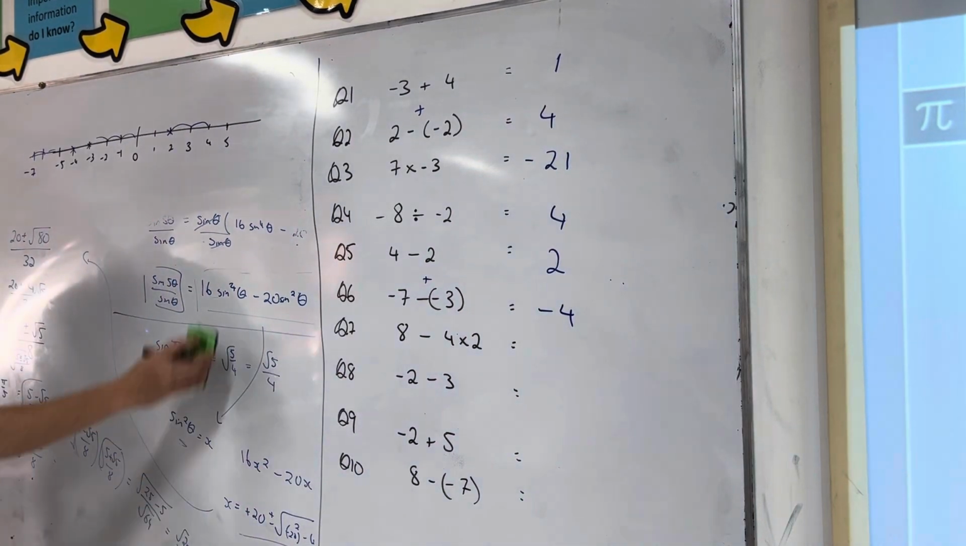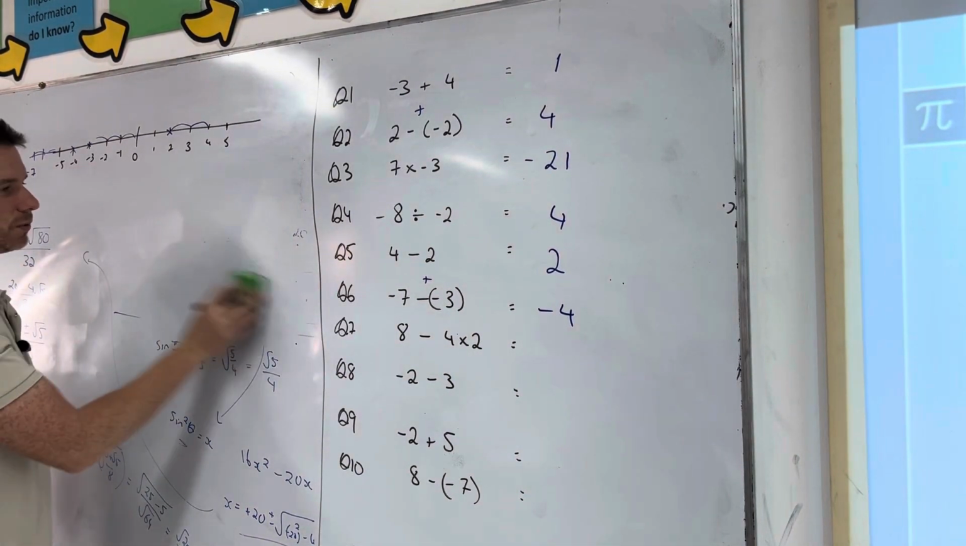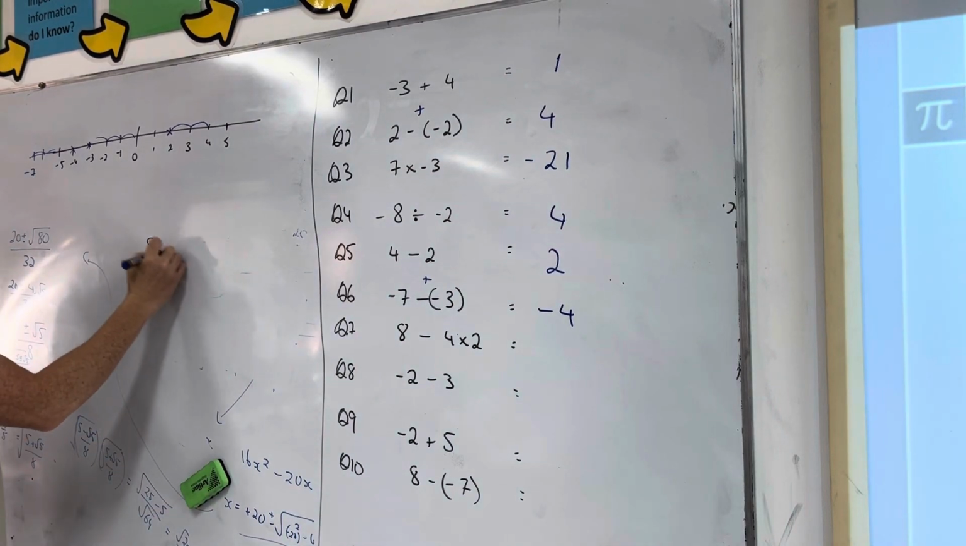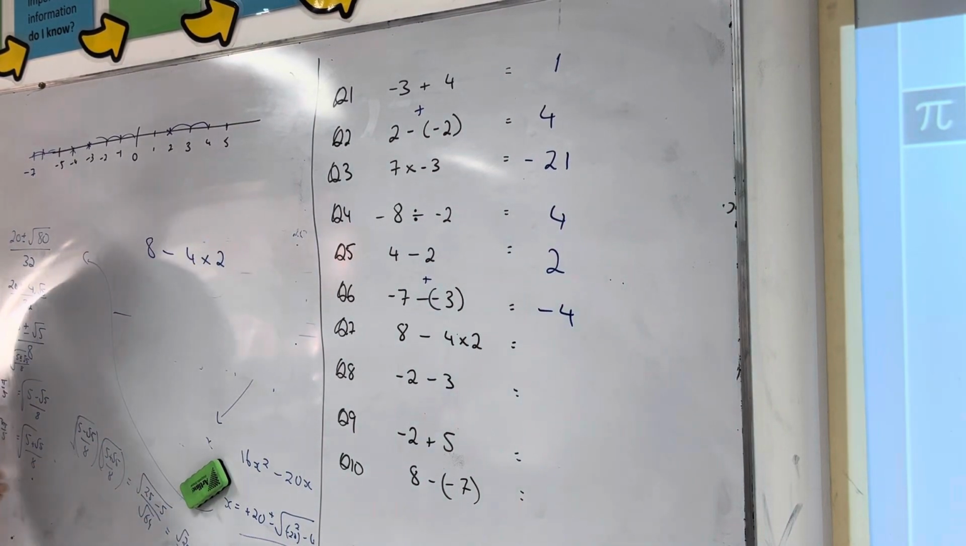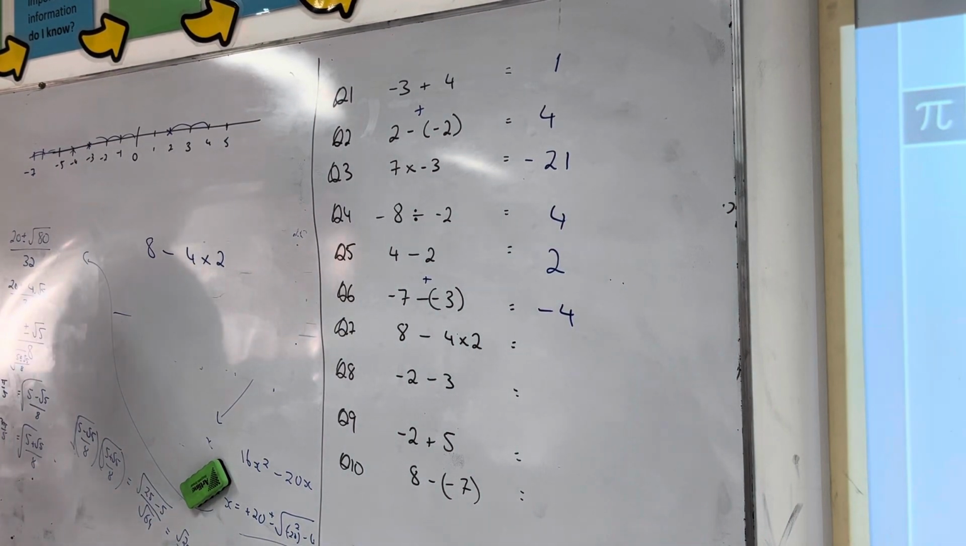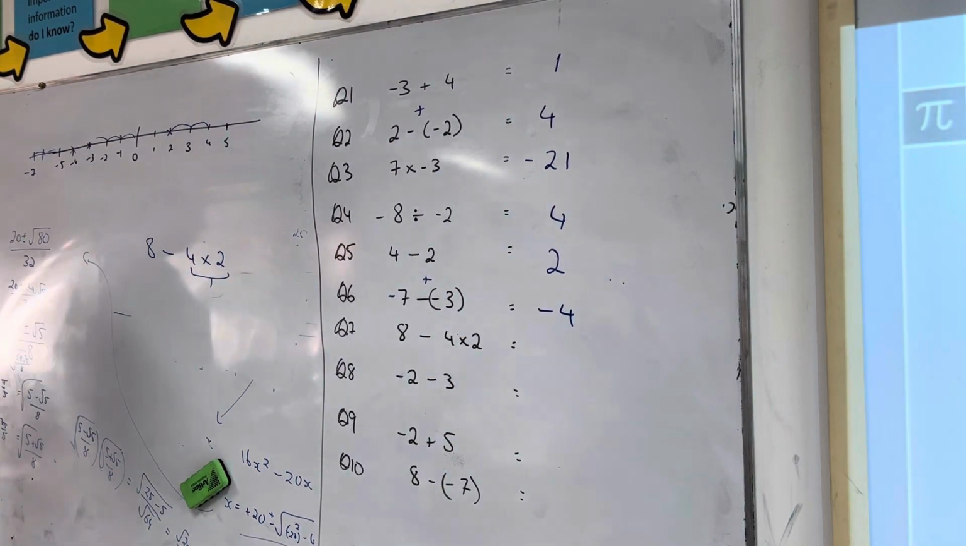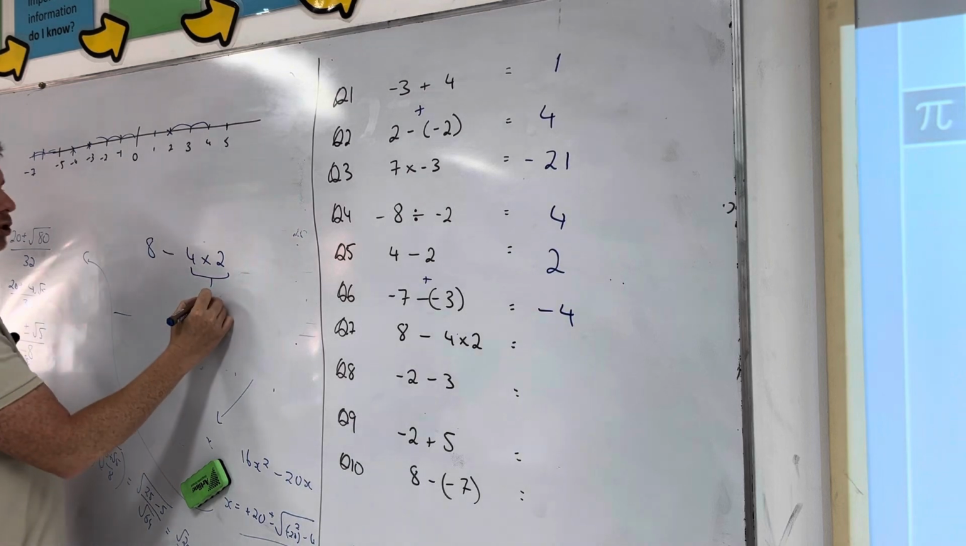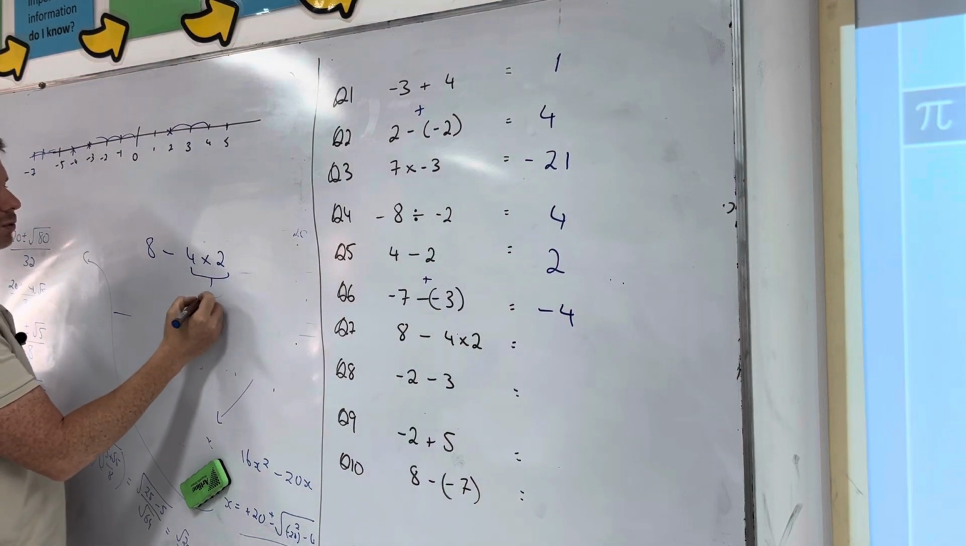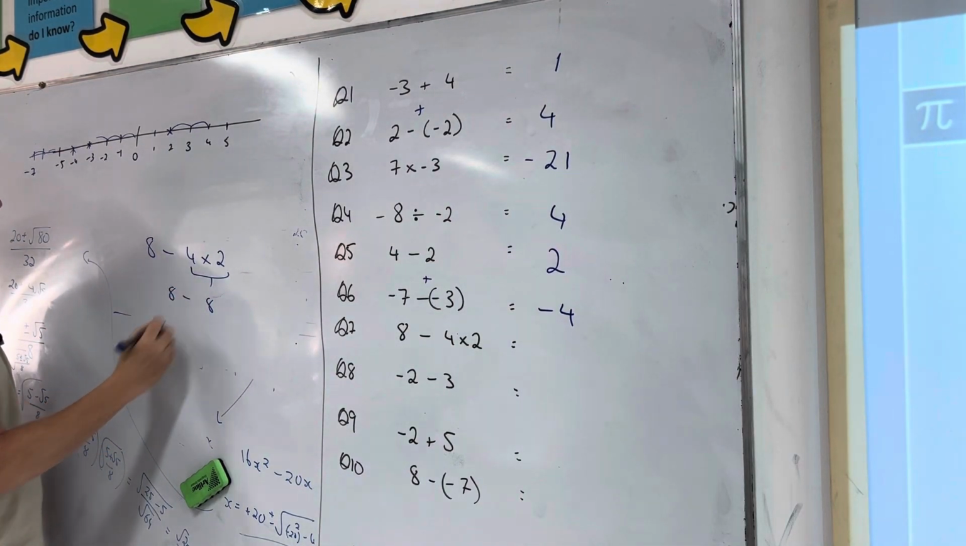That one really makes sense because of our order of operations. If you think about 8 minus 4 times 2, this has a value of 8, doesn't it? 4 2s. So 4 2s are 8. So that's why we must do it first.